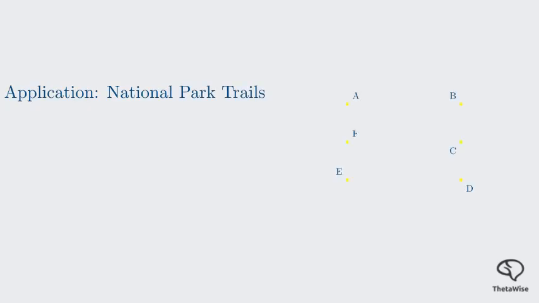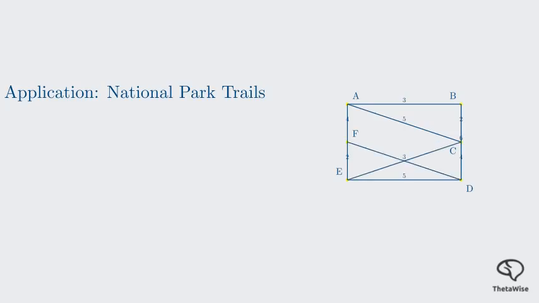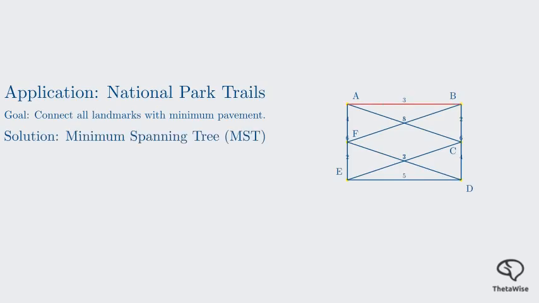Now we combine these ideas with weighted graphs to arrive at a powerful and practical concept. Minimum spanning trees, or MSTs. Consider this graph representing hiking trails in a national park. The vertices are landmarks and the edge weights are the lengths of the trails in kilometers. The park wants to pave sections of these trails to connect all landmarks for wheelchair access, using the absolute minimum amount of paving. This problem requires us to find a spanning tree, a set of connected trails that covers all landmarks without any unnecessary loops, but with the smallest possible total weight. This is precisely the definition of a minimum spanning tree.